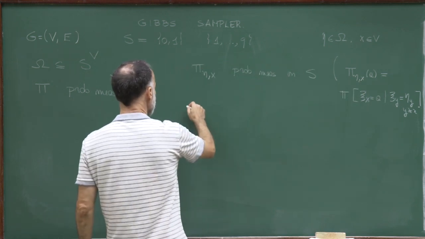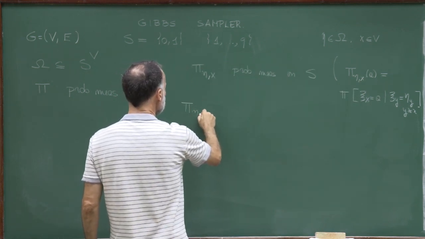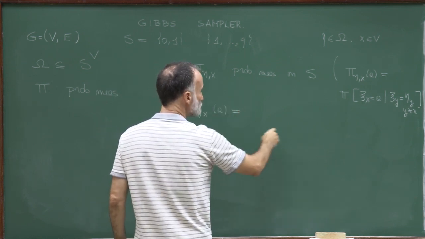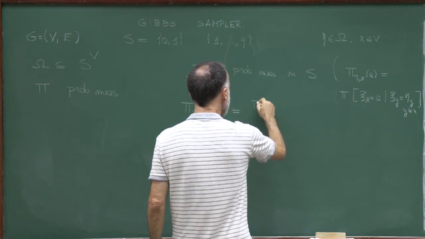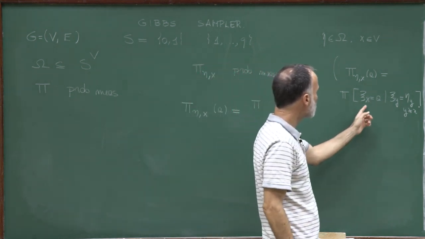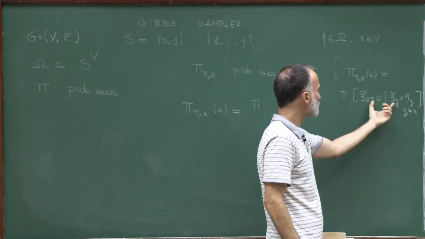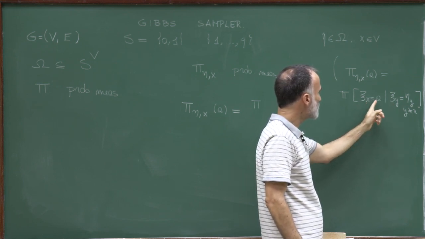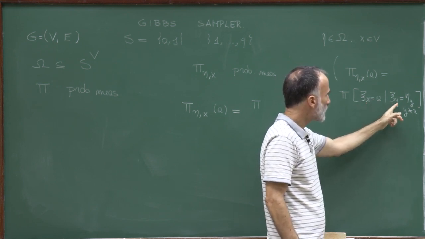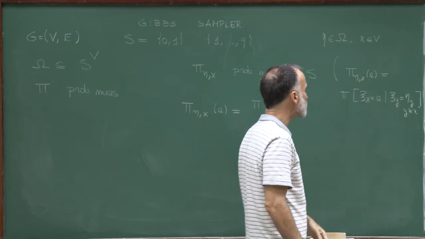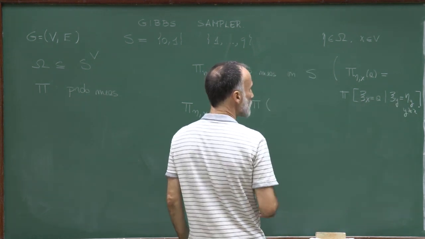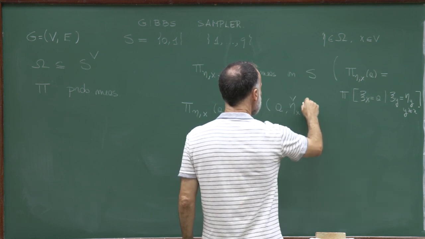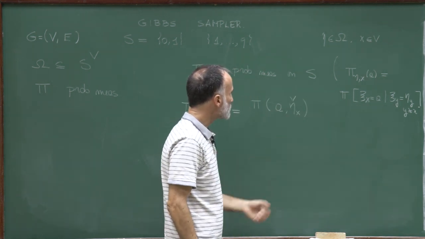So what does that mean? That means that pi eta x of A is equal to the probability of the configuration. Mind that the conditional probability is the probability of the intersection. So this is the probability of the configuration which at x is equal to A, and at y, for y different from x, is equal to eta y. I will represent this configuration by eta with A at x. So this is a new configuration.